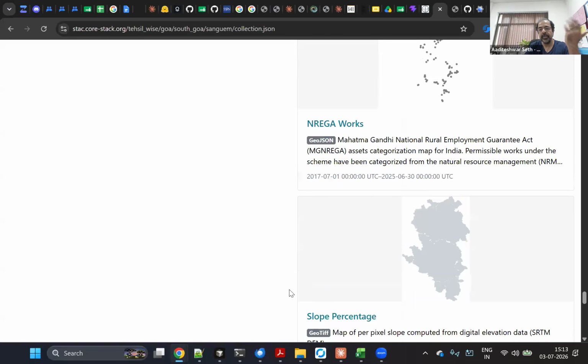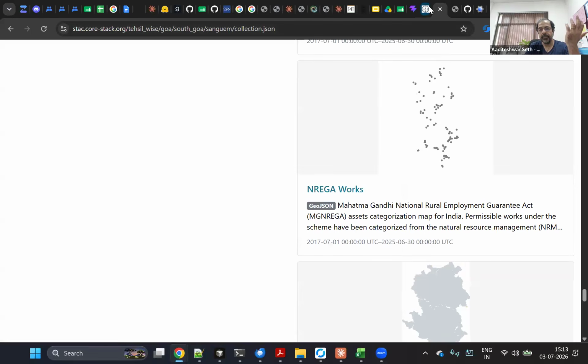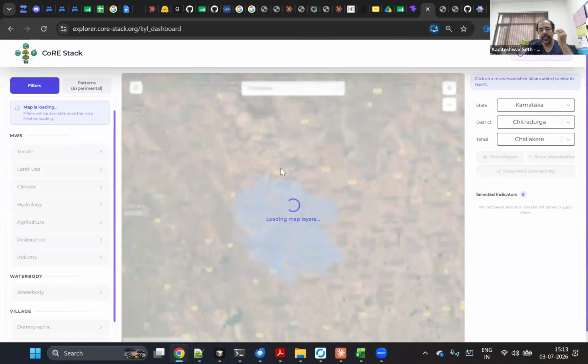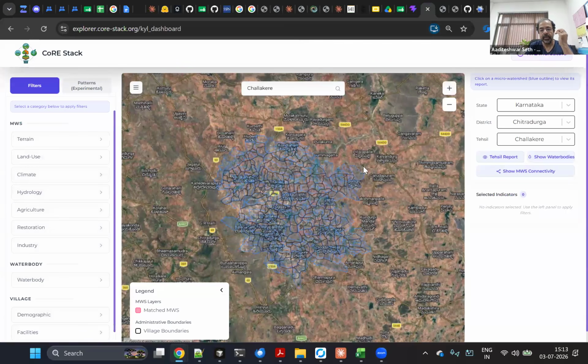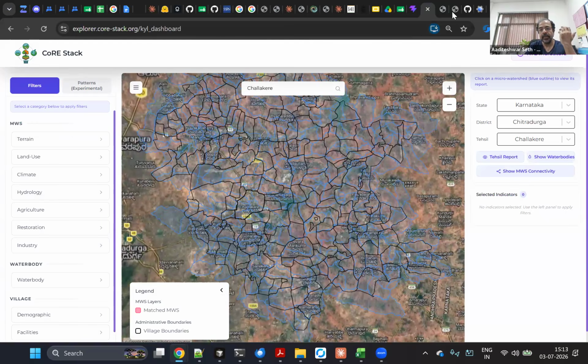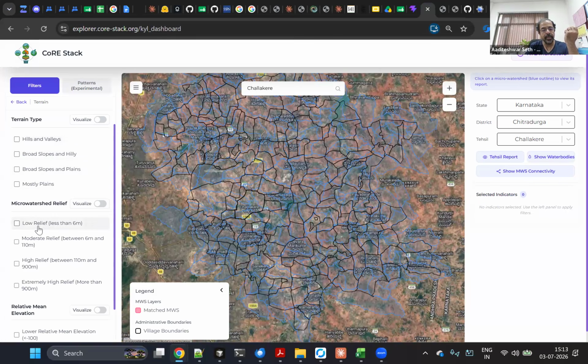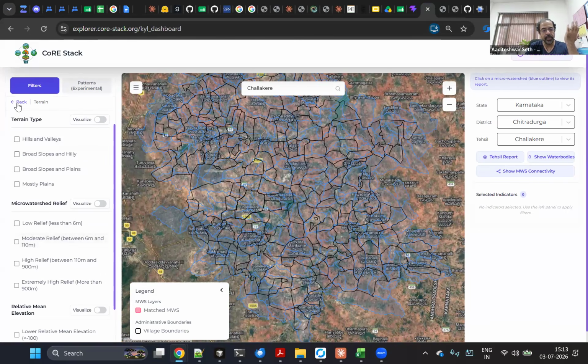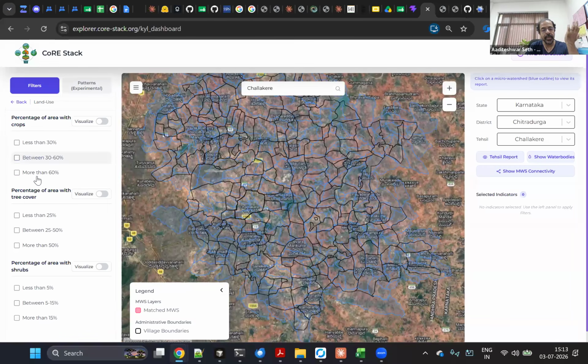The metadata is describing where those layers are sitting. What the front end is doing is that for this area, these are all the micro watersheds, and the data has been populated about these micro watersheds. In these micro watersheds, what are the different things? Is the terrain mostly plain? What is the difference in the max elevation to minimum elevation? Similarly, land use, right?